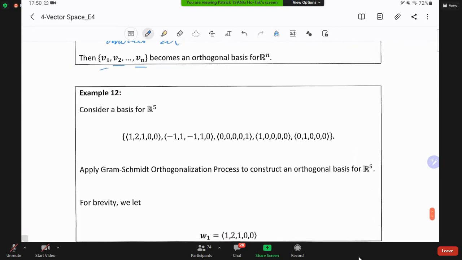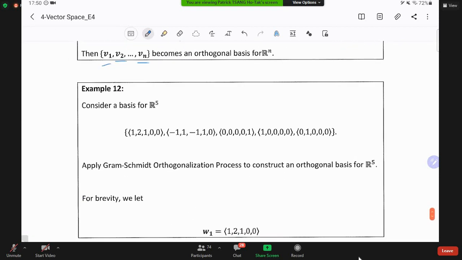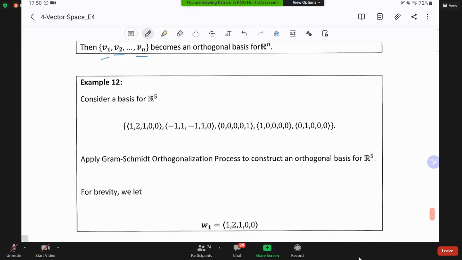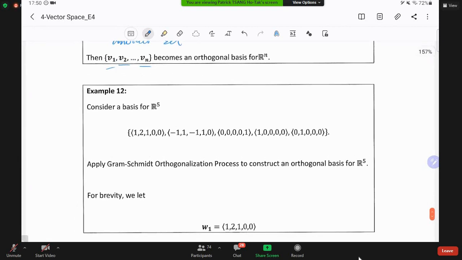So let's move to example 12. I would say it is also a long example. You can see the process. Now let's consider a basis for the R5 space, 5-dimensional space. You can see each vector consists of 5 elements, and in particular, there are 5 vectors. At this moment, you should be able to tell, 5 linearly independent vectors.